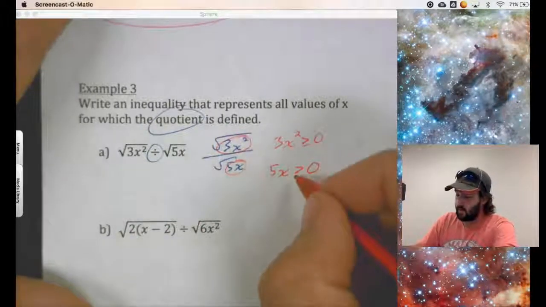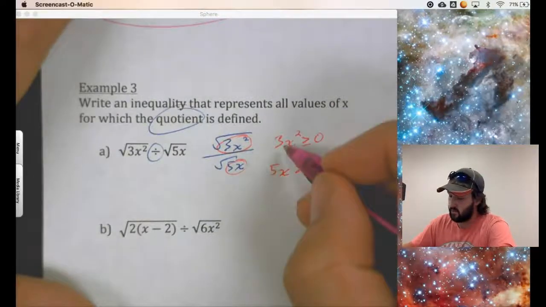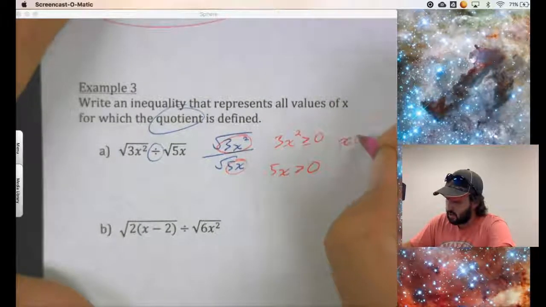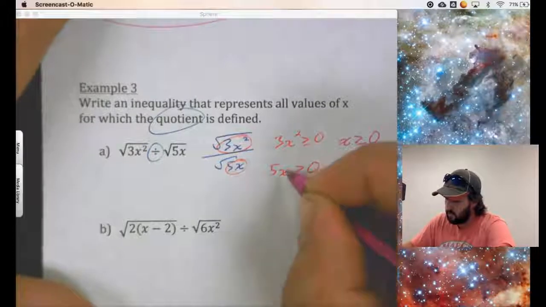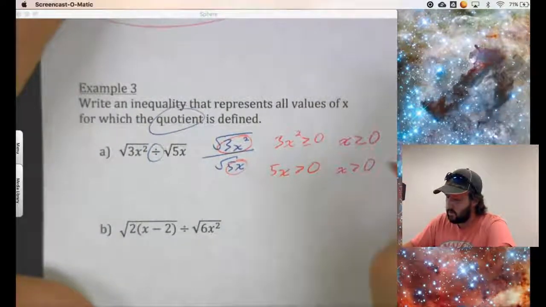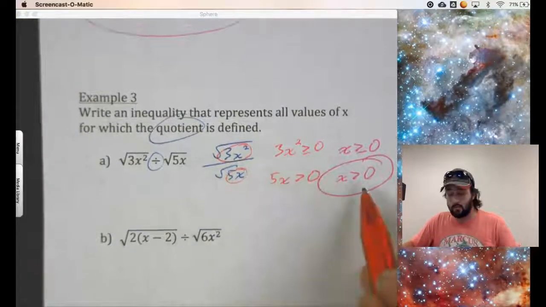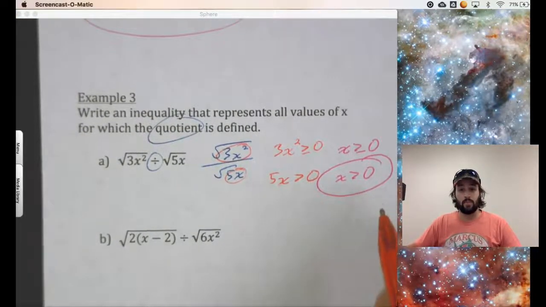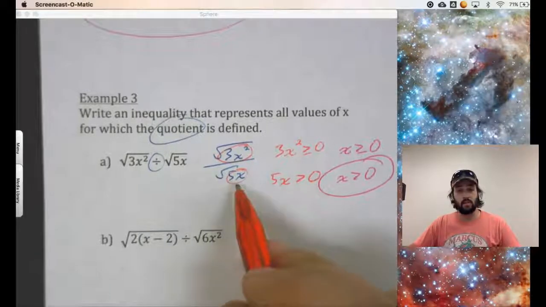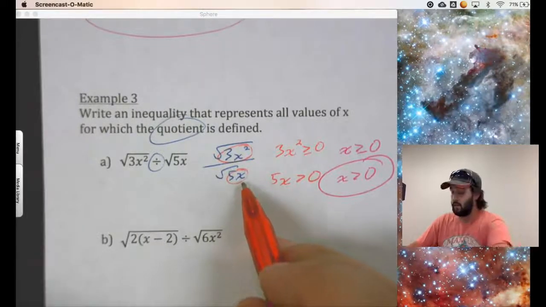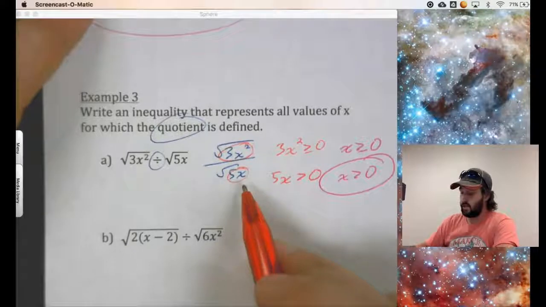So, with that being the case, if I were to solve both of these, divide by 3, take the square root, x has to be greater than or equal to 0. Divide by 5, x has to be greater than 0. This is the more restrictive domain. So this would be our answer for this one because we cannot be equal to 0. Again, you cannot be equal to 0 because you cannot divide by 0. So just pay attention to what you are dividing by.